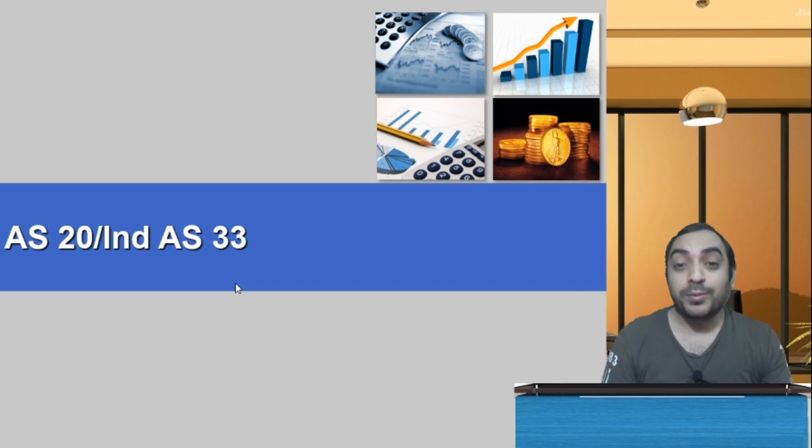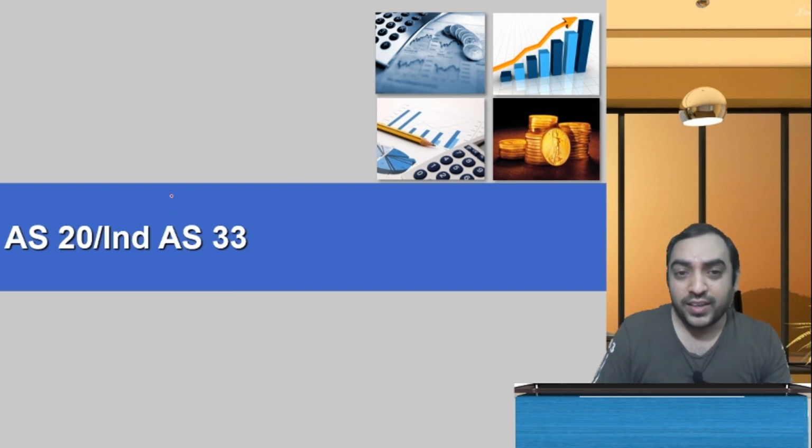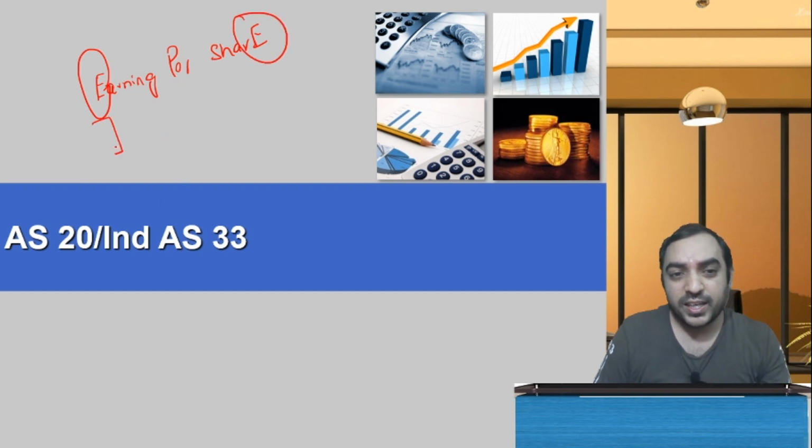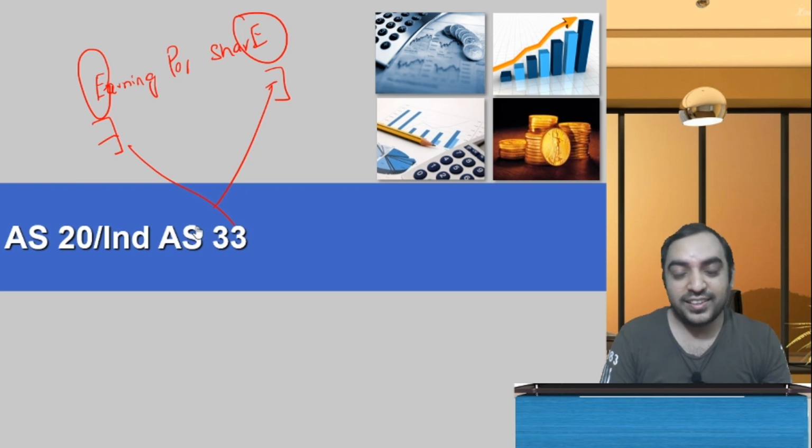First of all, how to remember this number easily? It is 33. Very easy. What is the name of the standard? Earnings per share, right? So what is the first letter? E. Last letter E. Just turn it backwards. It becomes 3 and 3. Ind AS 33.